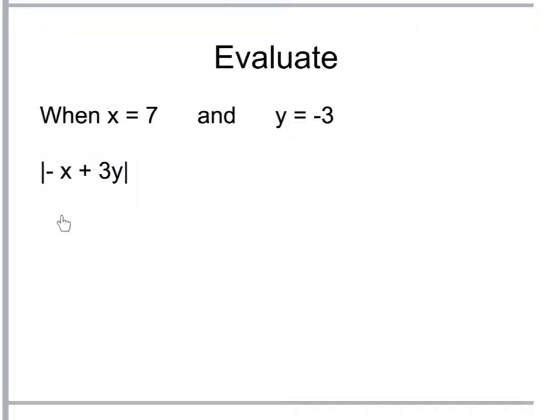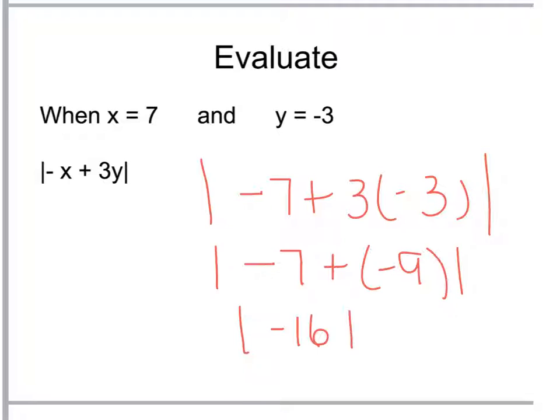Next, we're going to evaluate this expression when x is 7 and y is -3. First step, substitution. Substitution, and now we're going to simplify within the absolute value bars. We get -7 plus a -9, which is -16. The absolute value of -16 is +16, and we have evaluated the expression.